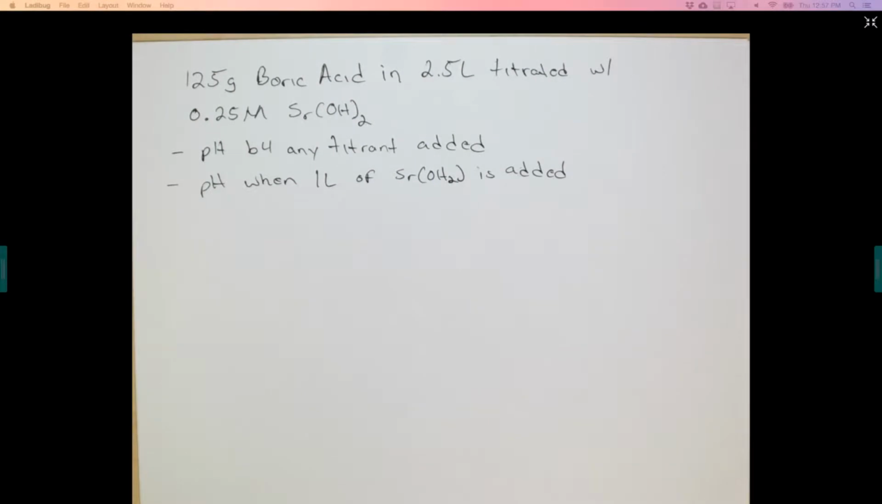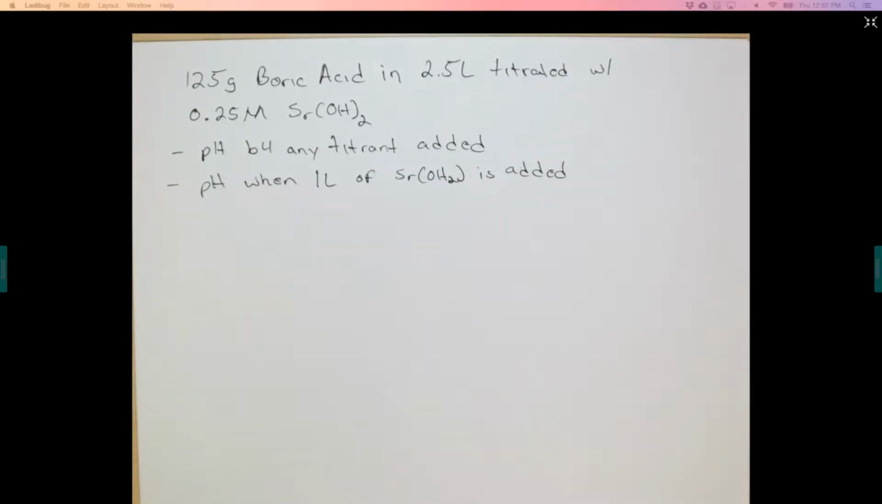Today, we're going to be talking titration. Specifically, this is going to be a weak acid titrated with a strong base. And we're going to look at the stoichiometry, determining pH, and also doing some back calculation to determine concentration. So let's take a quick look at what we're dealing with here.